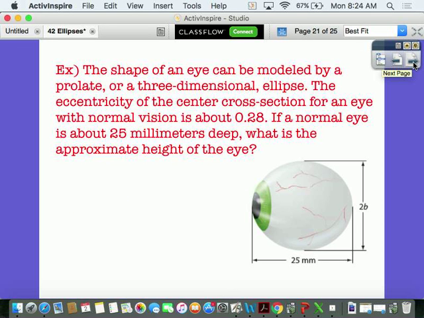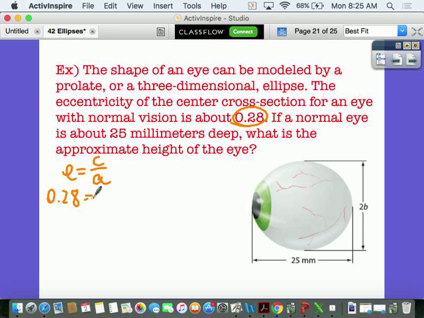All right, word problem here for you. It says the shape of an eye can be modeled by a prolate, or a 3-dimensional ellipse. The eccentricity of the center cross-section for an eye with normal vision is about 0.28. If a normal eye is about 25 millimeters deep, what is the approximate height of the eye? Okay? And so if you really think about this, we're going to use eccentricity to find the value of c. Because we're told that eccentricity is 0.28. So that means in our formula of c over a, e is going to be 0.28.